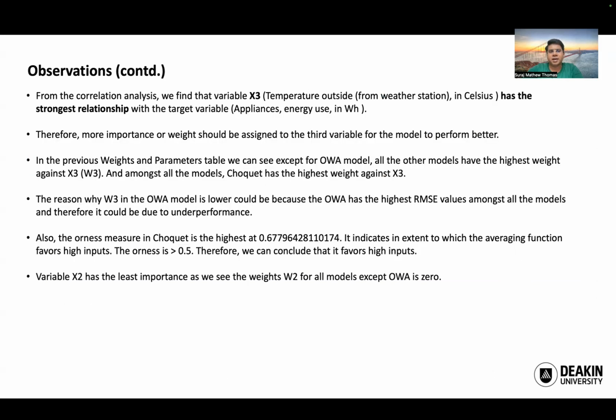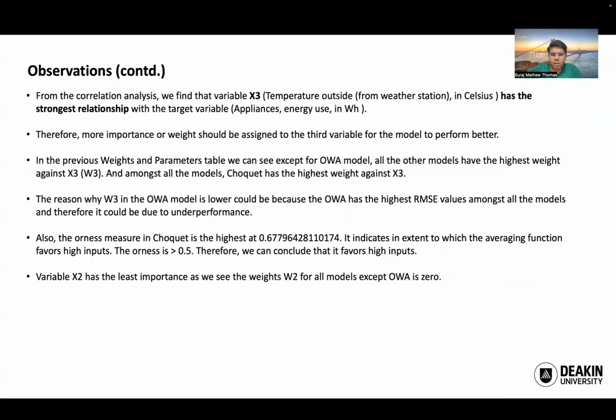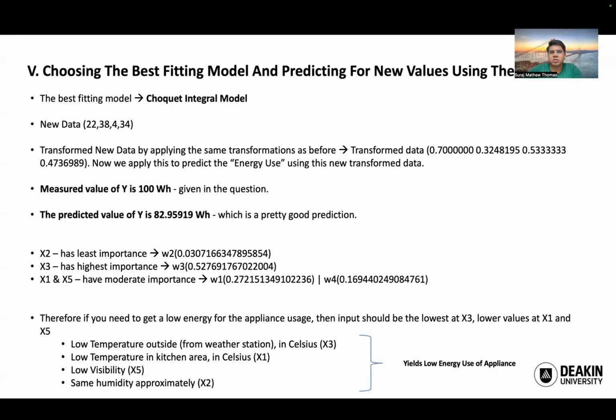The weight over here is in W4, and if you see, the RMSE is also on the higher side. So maybe it's a poor performing model, and that's why the weights have not been allocated properly. Okay, so now let's move on. Choosing the best model, like I said, the Choquet integral model. Now, they have given us new data to check how the Choquet integral model is going to perform. The new data is 22, 38, 4, and 34, which is X1, X2, X3, and X5.